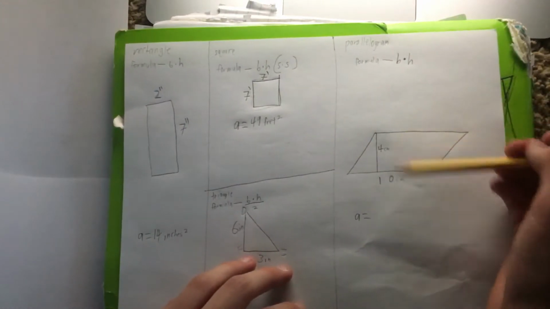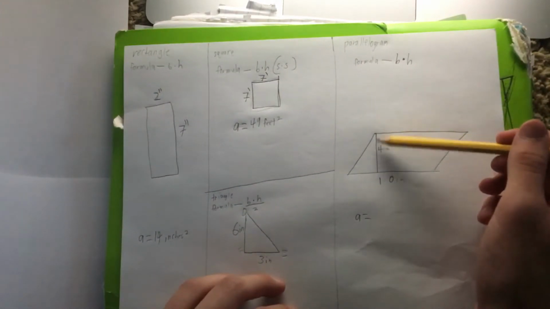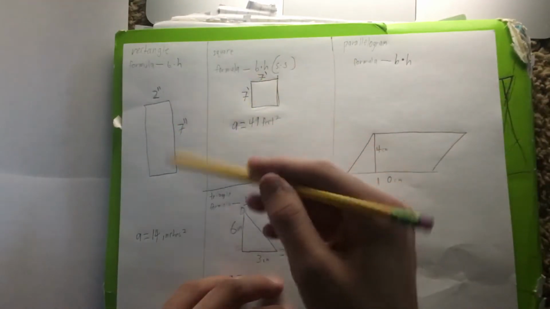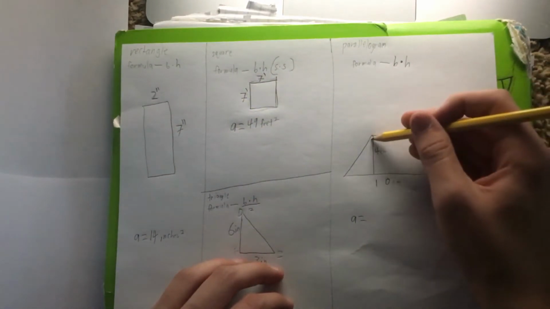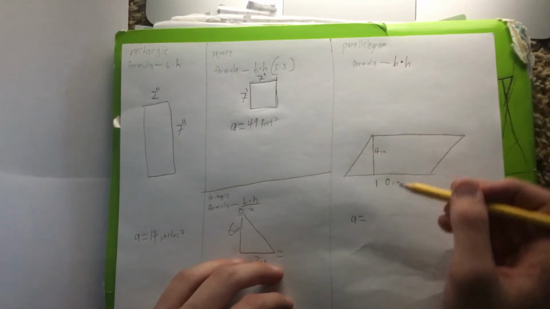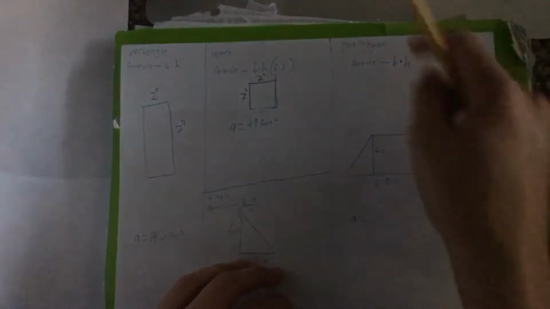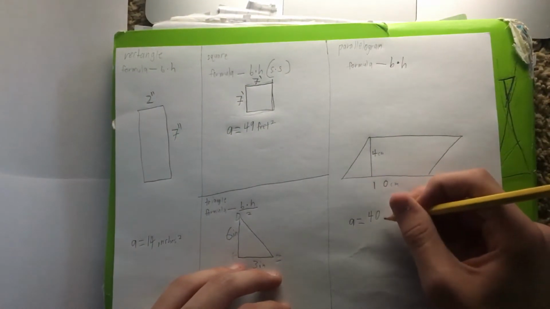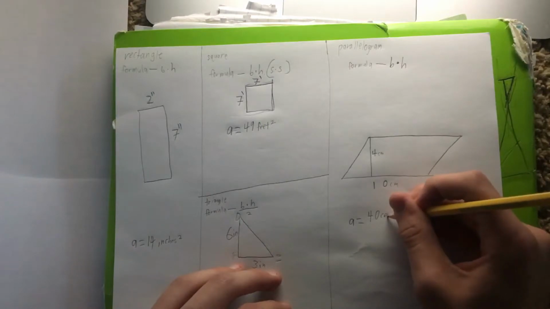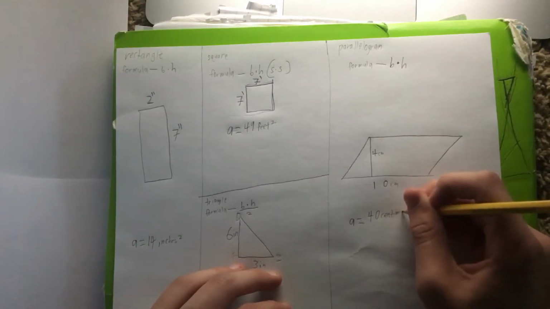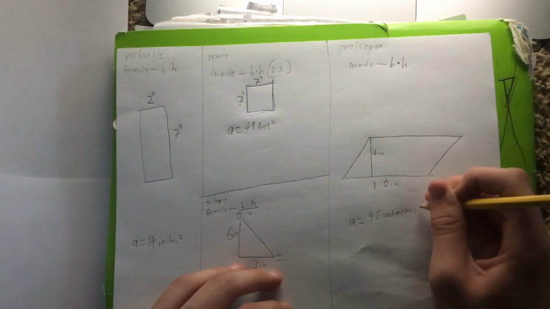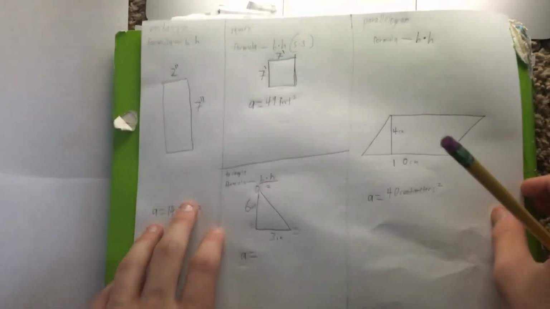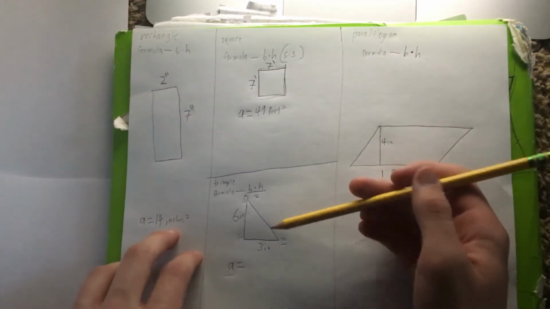So we get to the parallelogram. It may look different, but it's the same formula, base times height. So for the height, by the way, these are not drawn to scale, obviously. But for the height, we have 4 centimeters. For the base, we have 10 centimeters. So we're going to want to multiply these two to get 40. And then centimeters squared. Pretty easy.